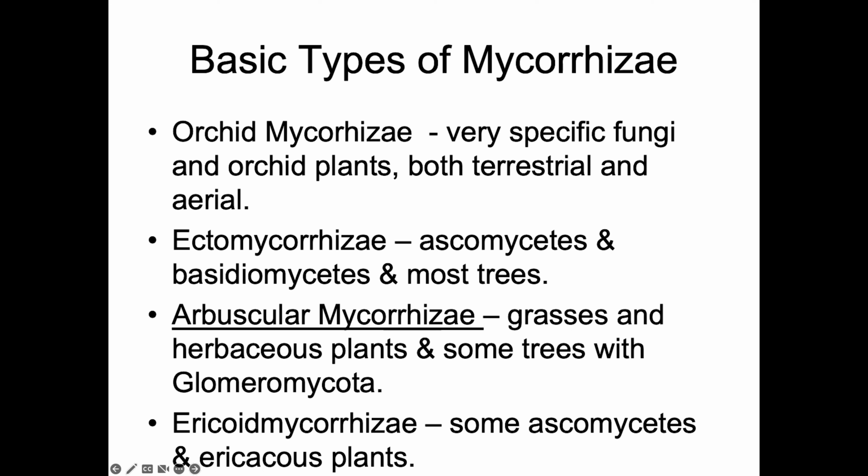Now, what are the classes of mycorrhizae? There are mycorrhizae on orchids. There are mycorrhizae with ascomycetes and basidiomycetes on most trees. Not all trees, because trees are different in terms of what they'll form relationships with. But the arbuscular mycorrhizae with the glomeromycota are the most common and the most dominant.